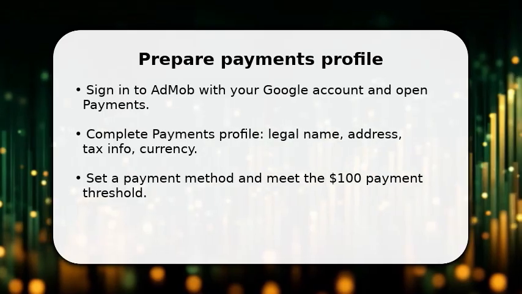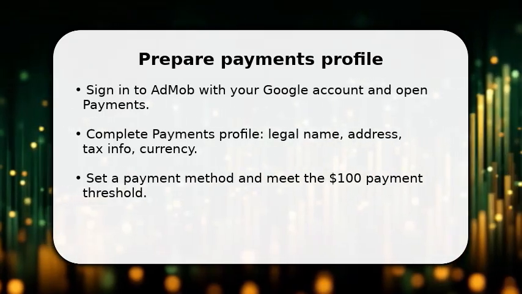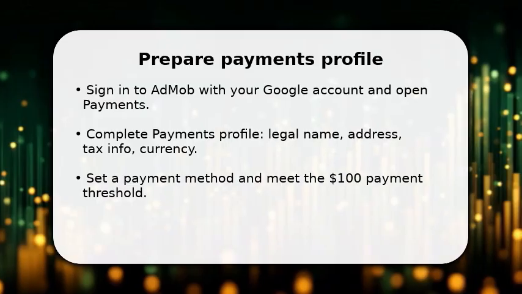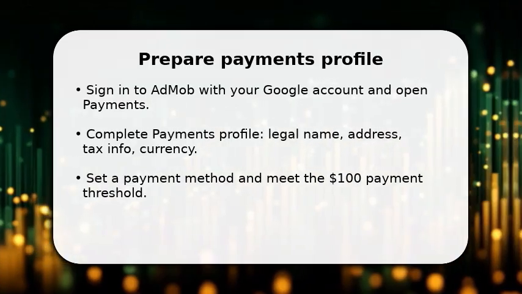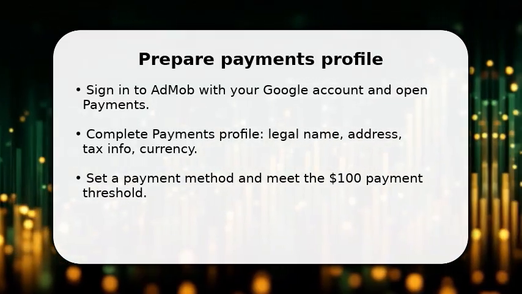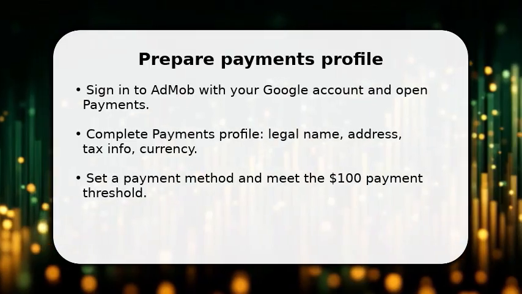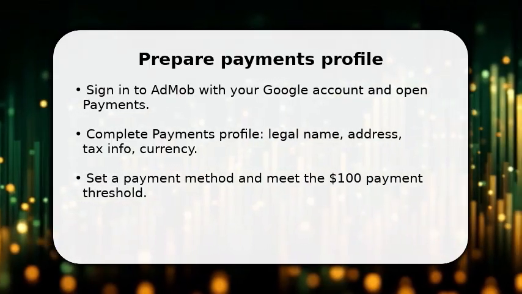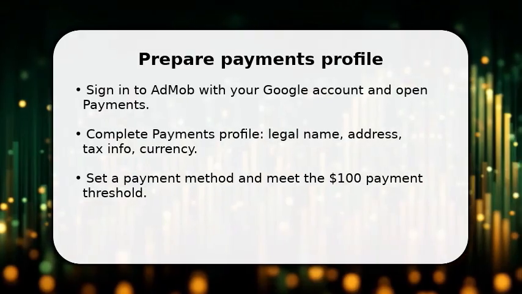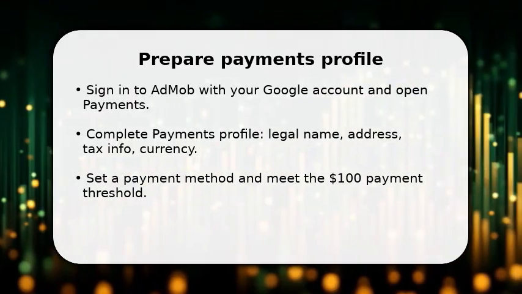Enjoy the video. You start by opening AdMob and going straight to payments. Once there, make sure your payments profile is complete because Google blocks payouts without name, address, and tax details. Enter your legal name exactly as on your bank account, add an accurate mailing address, and submit required tax forms.